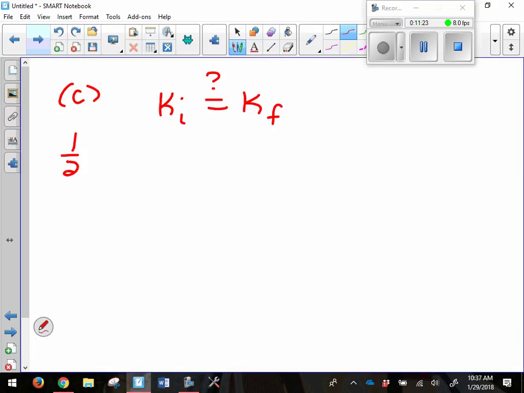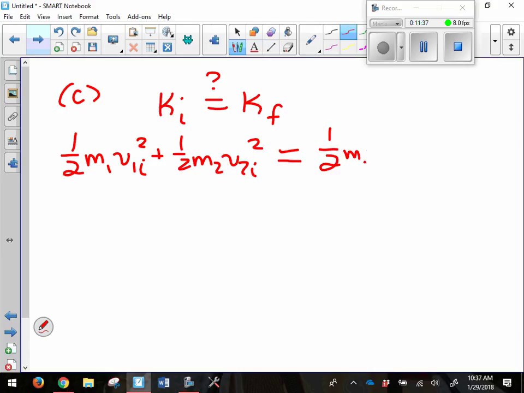So that gives us 1/2 m1 v1i squared plus 1/2 m2 v2i squared. Remember that we're taking the speeds here. 1/2 m1 v1f squared plus 1/2 m2 v2f squared. Now we can still cancel out all these halves, which makes everybody's life easier.